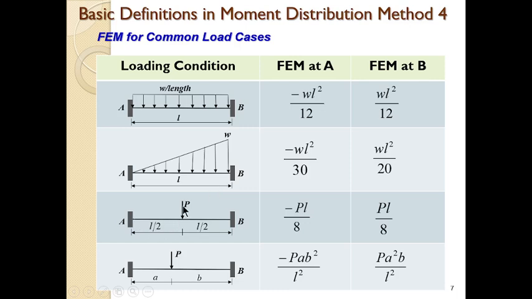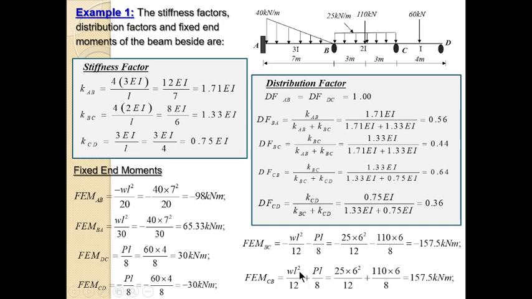This is a case of a point load acting at the midspan such that this side is L over 2 and this side is L over 2. For such a case, the left support fixed end moment will be minus wL over 8, while the right one will be wL over 8. This is a case of a point load that is not at the midspan, such that you have the length here a and this other side is b. For such a case, here will be minus w a b squared over L squared, while the right one will be w a squared b over L squared. So take note of that.